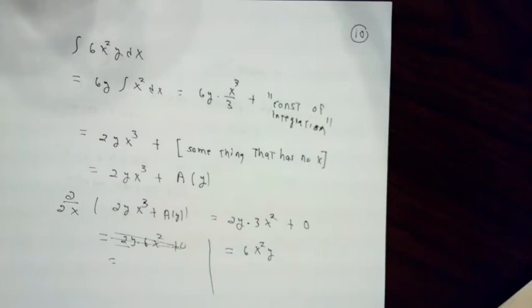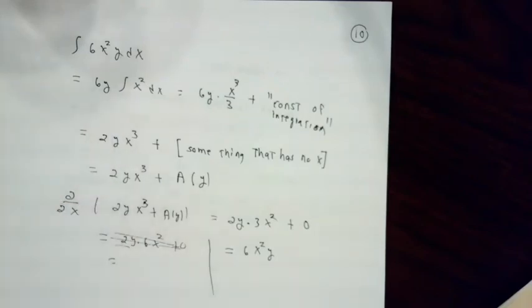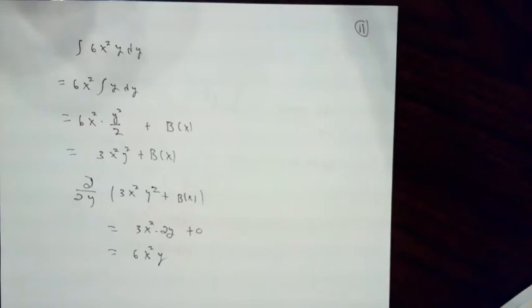Checking that, the derivative with respect to x of our answer: the derivative of something that only depends on y, when I'm varying only the x, is 0. 2y is treated as a constant factor. Derivative of x cubed is 3x squared, so we end up with 6x squared y, which is what we wanted to end up with.